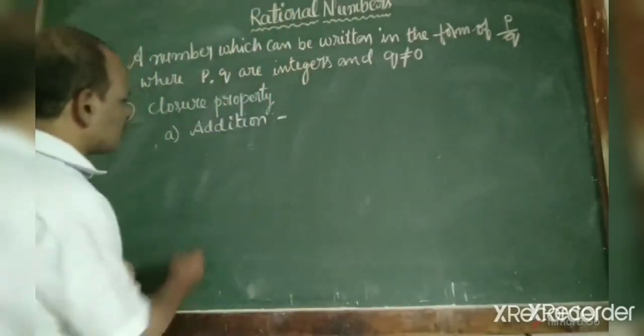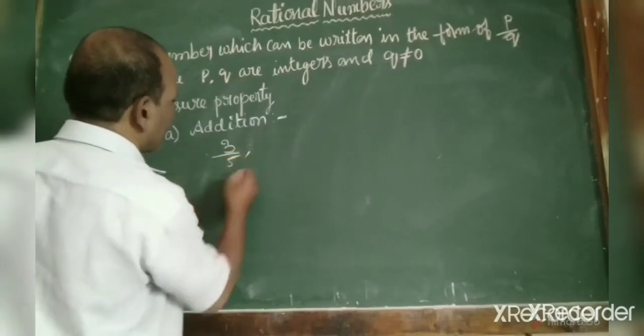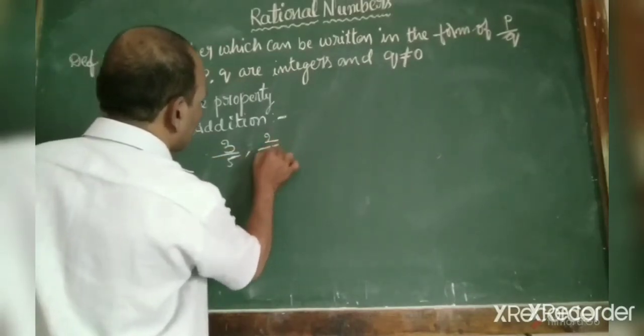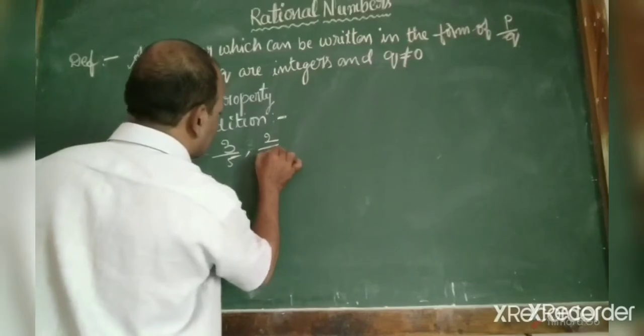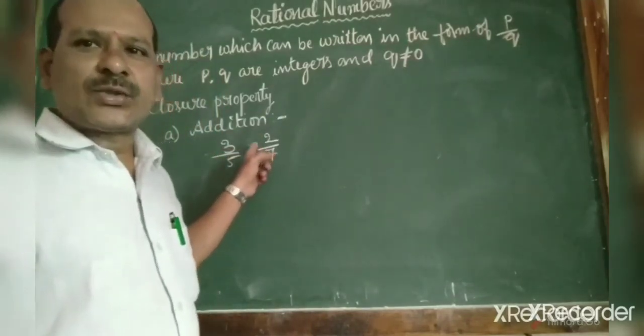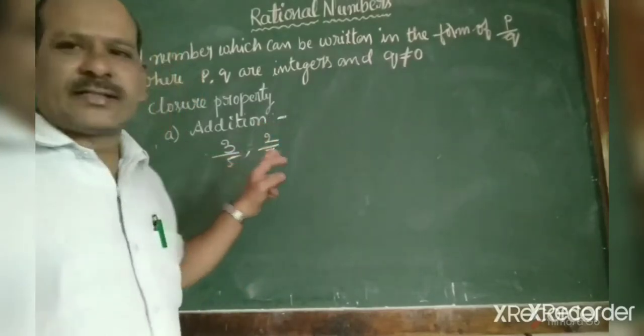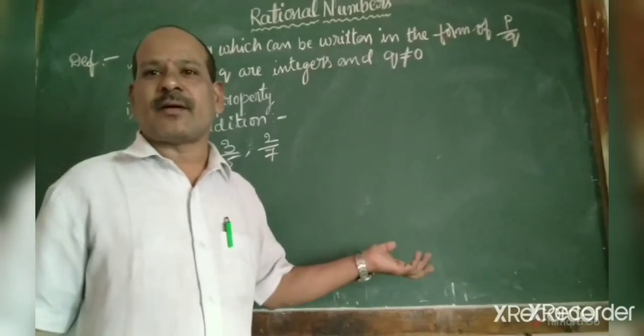Here I am taking two rational numbers. Example, 3 by 5 and 2 by 7. These two numbers I will add and I will check the result, whether the result is a rational number or not.